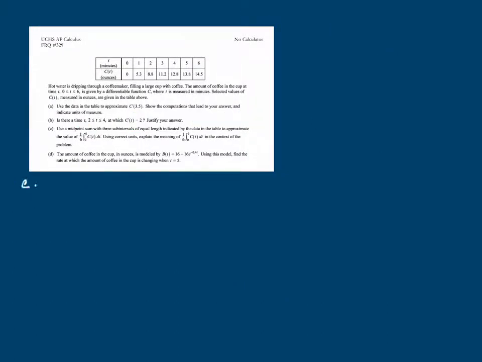So C says use a midpoint sum with 3 subintervals of equal length to approximate the average value. Use correct units, and explain what the meaning of it is in the context of the problem. We know that 1 over 6 times the integral of the derivative is the average value. So here we go.